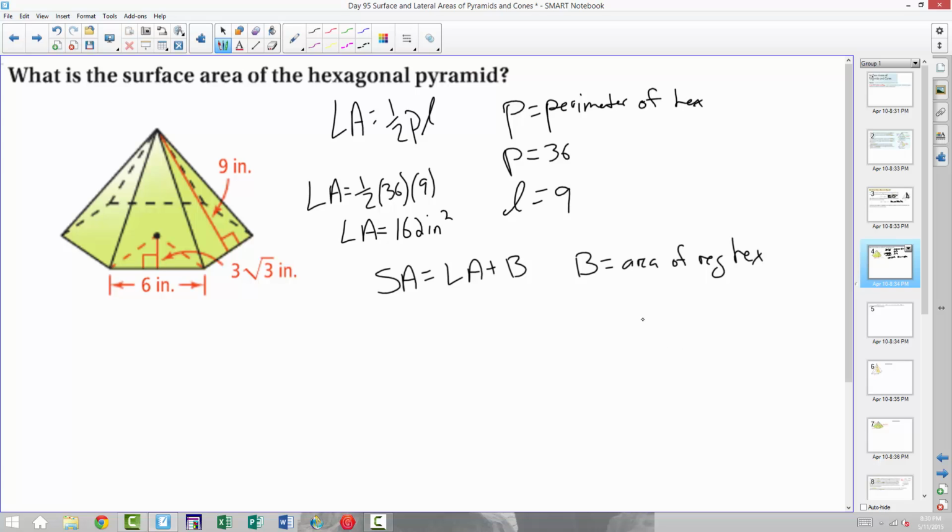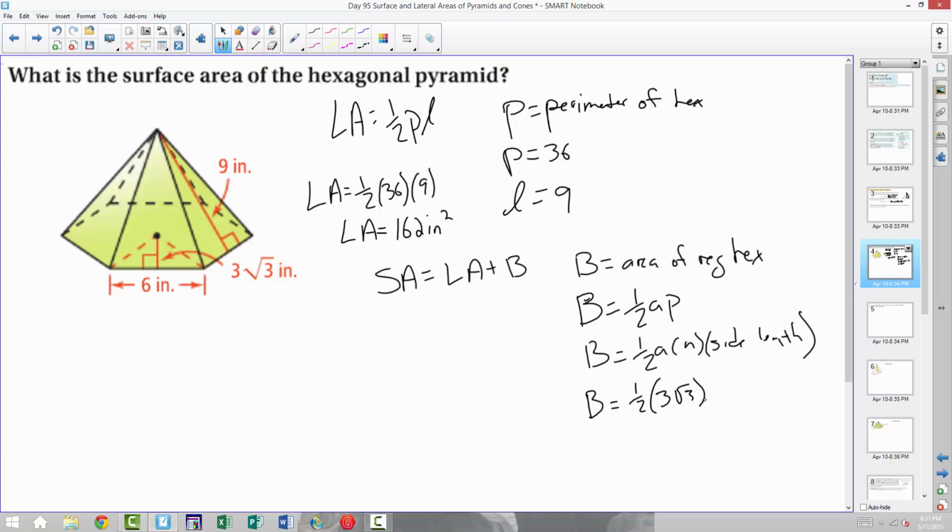Well, how do you find the area of a regular hexagon? Capital B, the area of a regular hexagon, is half times the apothem times the perimeter, which is equal to half times the apothem times the number of sides times your side length. So capital B is equal to half. My apothem given is 3 radical 3. The number of sides in the hexagon is 6, and the side length is 6.